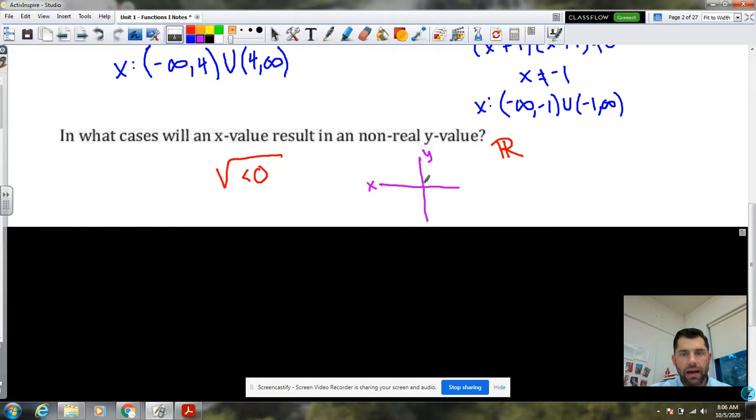Okay, the x and the y-axis. The radical function, the square root of x, looks like this. Hopefully you remember that from years past. So you can see right there, the domain never goes negative here. It starts at 0, but everything is positive.